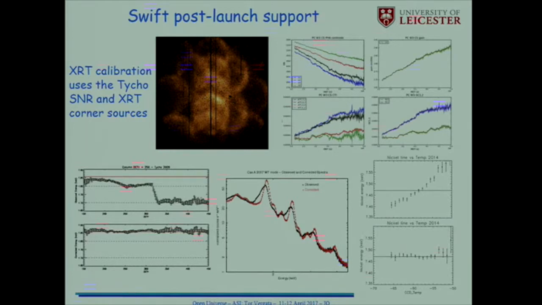So this kind of work is an essential component of a data center for an operating mission, where we have to make sure that people don't make scientific mistakes because they're misinterpreting the information that they're getting from the instrument. And of course the calibration always lags the observations because it takes some time to do the work.